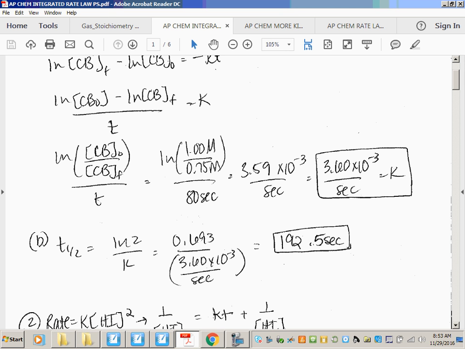Oh, sorry. I took the LNs together. If you have subtracted LN, you can now divide them. So that's initial minus final, so initial over final. You guys remember that law of logs, or law of natural logs? Okay. So then plugging in your information, 80 seconds, you get your units for K to be per second, so 3.60 times 10 to the -3 per second. Thumbs up if you got that right with all the work.